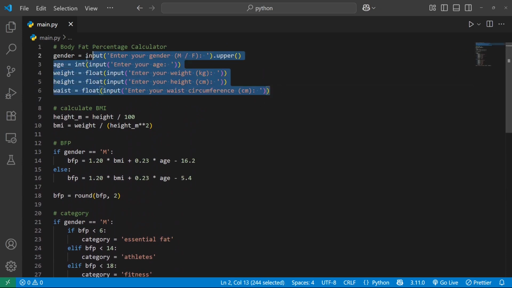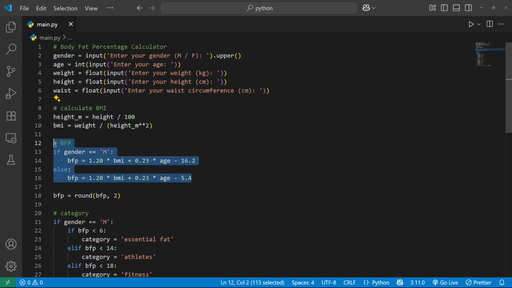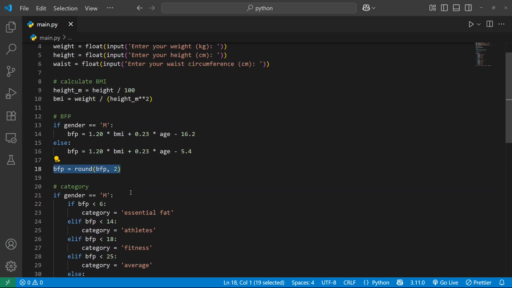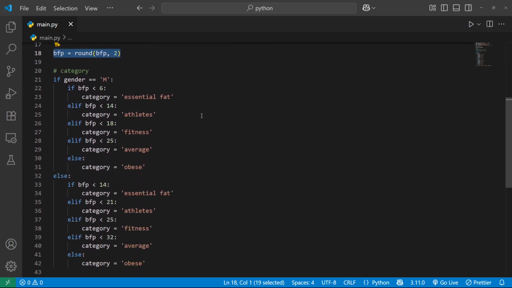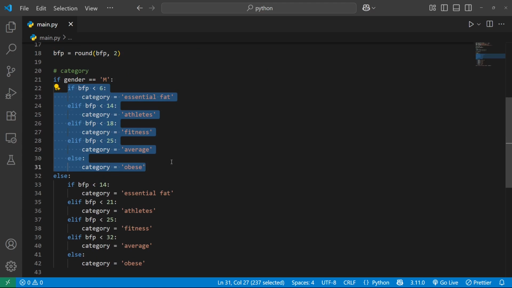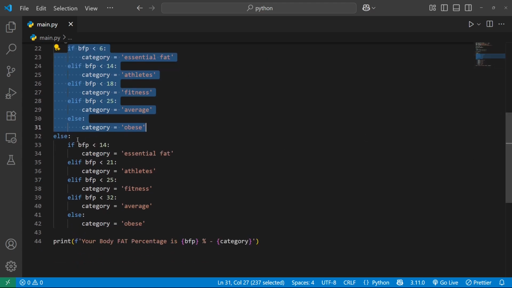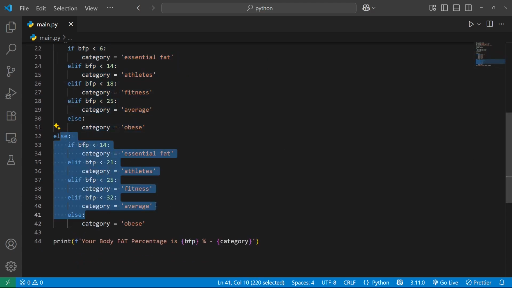So at first we have some inputs from the user. After that we will calculate body mass index. After that we will calculate body fat percentage. We will round it to 2 decimal places, and after that, if it is male, we will find out which category he is. If it is female, we find out which category the female is, and after that we have the BFP, we have the category, and we can print it out.